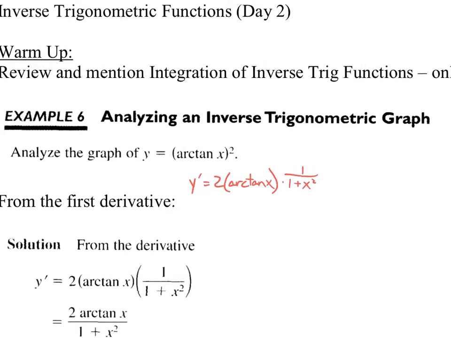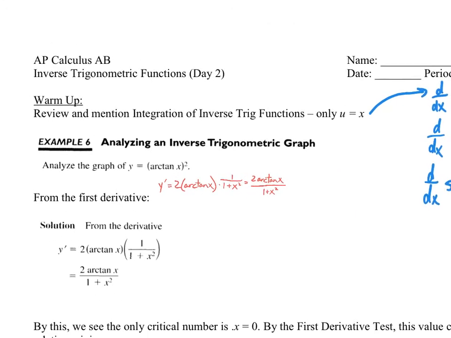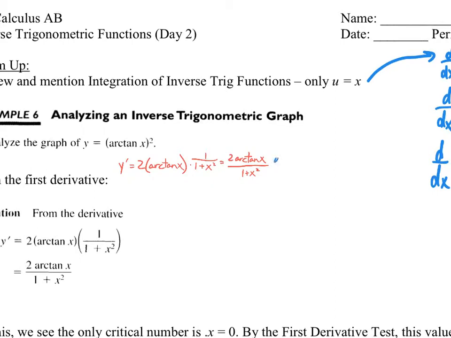Now we've got to do the second derivative. If we want, we can go ahead and write this as 2 arctan x over 1 plus x squared. So to do the second derivative, what are we doing? Quotient rule. So here's our u over v. So u prime is going to be 2 over 1 plus x squared, and our v prime is 2x.